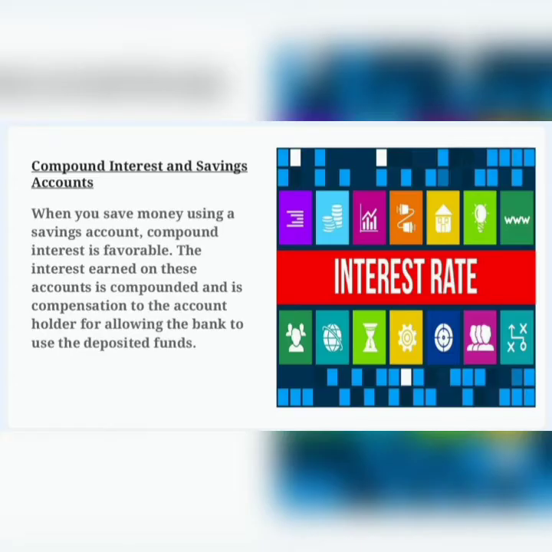Compound interest and savings account. When you save money using a savings account, compound interest is favorable. The interest earned on these accounts is compounded and is compensation to the account holder for allowing the bank to use the deposited funds.